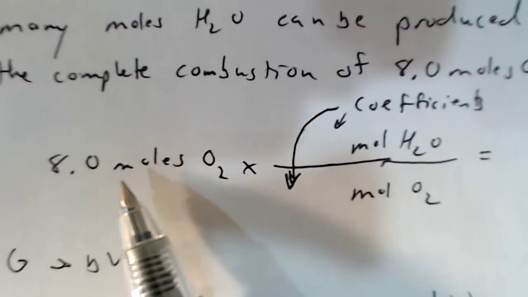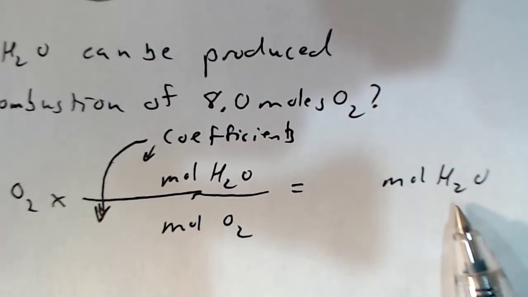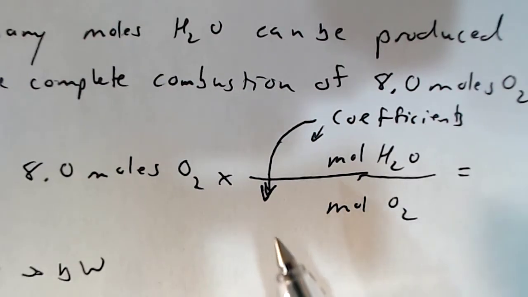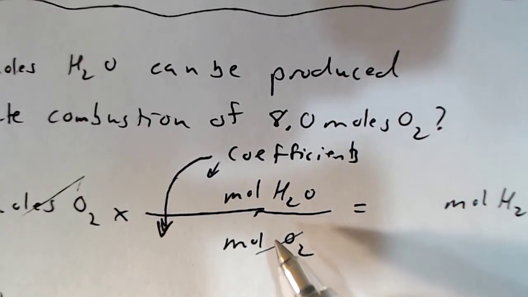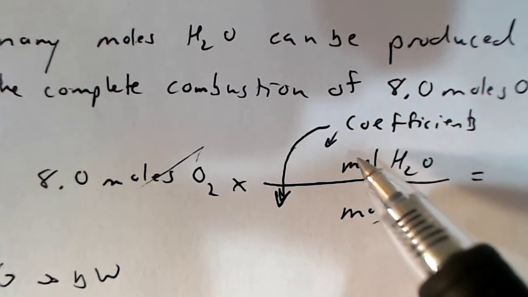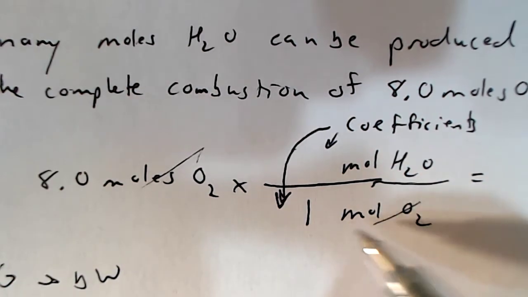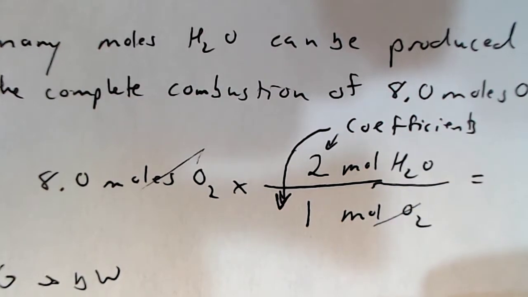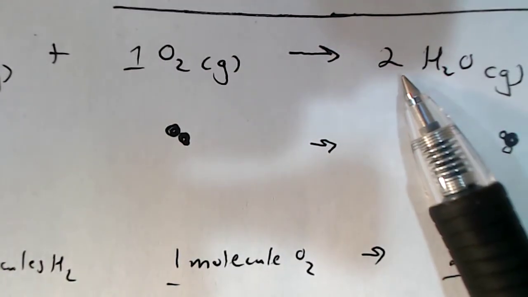All right, so if you're reacting 8.0 moles of O2, how many moles of H2O can form? So now we can use a unit conversion factor to get out of moles of O2, top and bottom, and into moles of H2O. That unit conversion factor is going to have the coefficients from the balanced chemical equation. We saw that every time 1 mole of O2 reacted, 2 moles of H2O were formed. These numbers are exactly in the balanced chemical equation. Every time 1 mole of O2 reacts, 2 moles of H2O are formed.